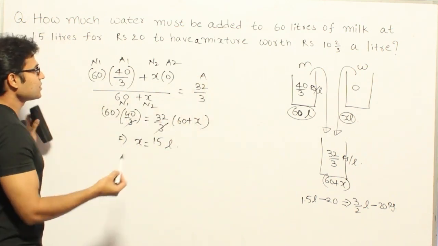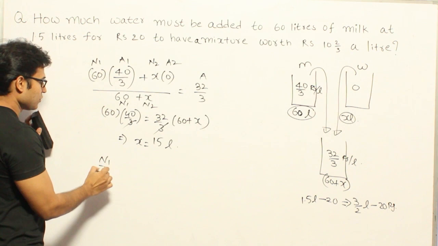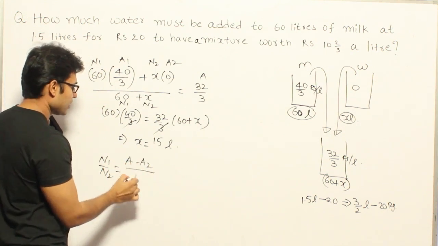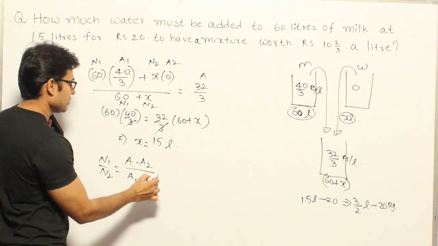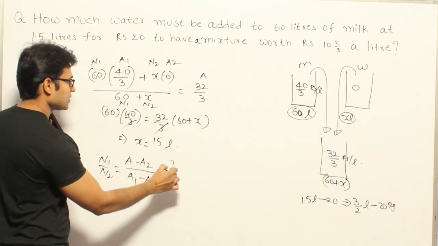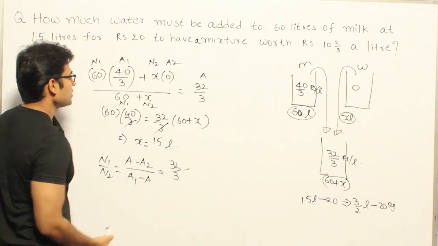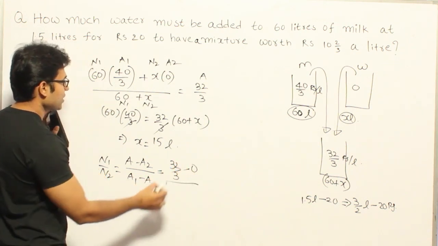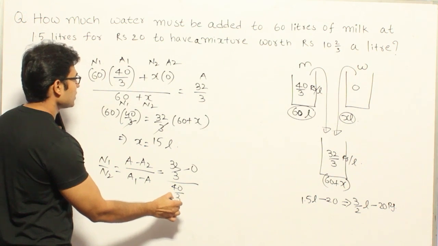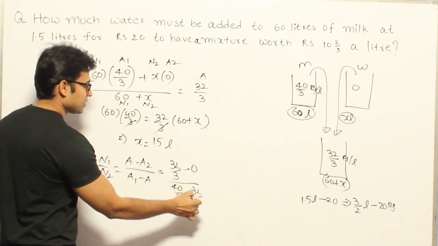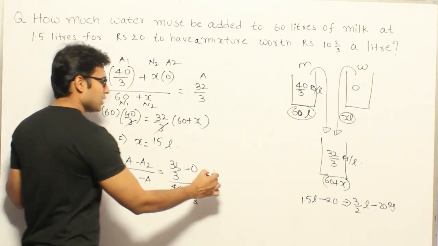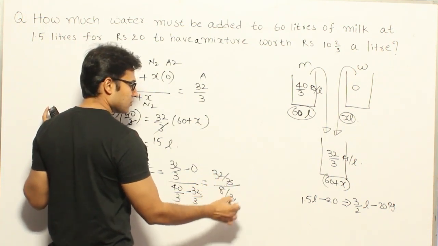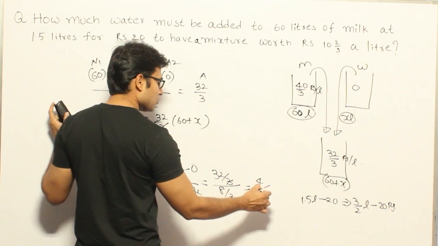So if you observe this, we can write that N1 by N2 is equal to (A minus A2) divided by (A1 minus A). Now what is A minus A2? It is 32/3 minus A2. So A2 is 0, divided by A1. So what is A1? 40/3 minus A, which is 32/3. So it is going to be 32/3 divided by 8/3, right? So it is going to be 4:1.